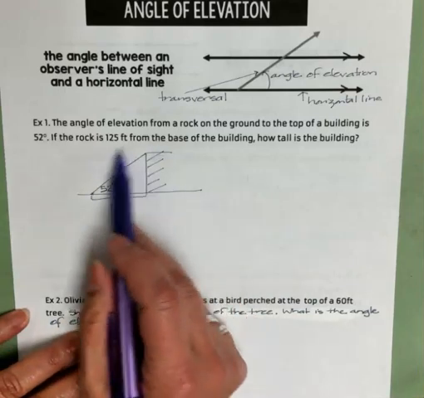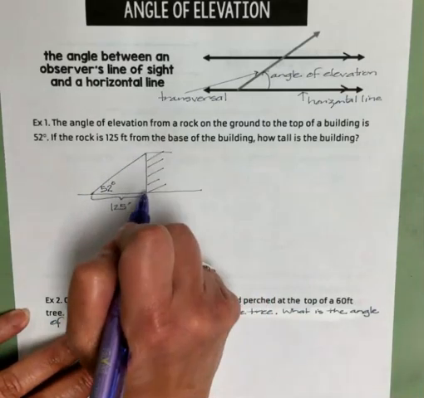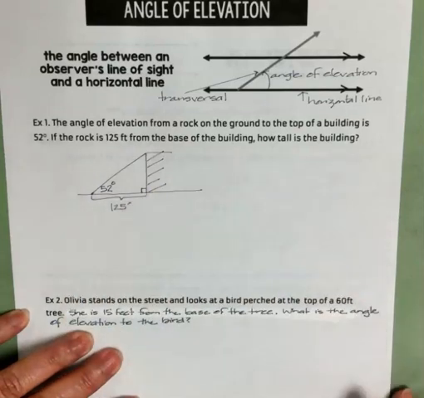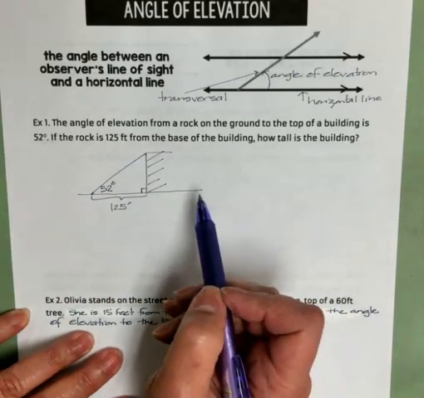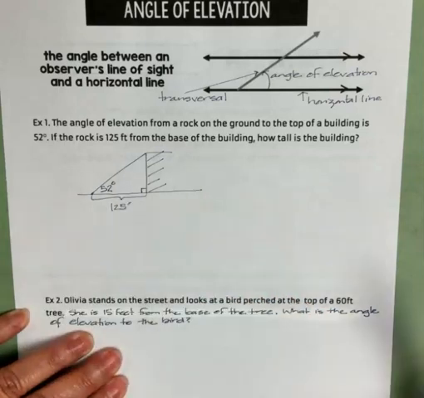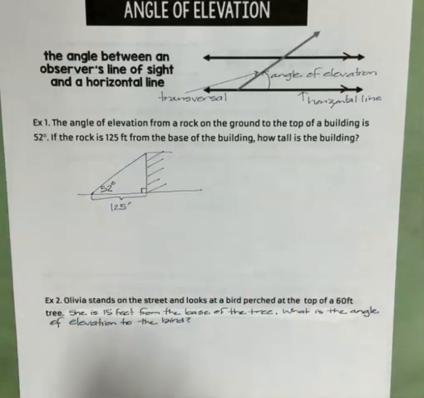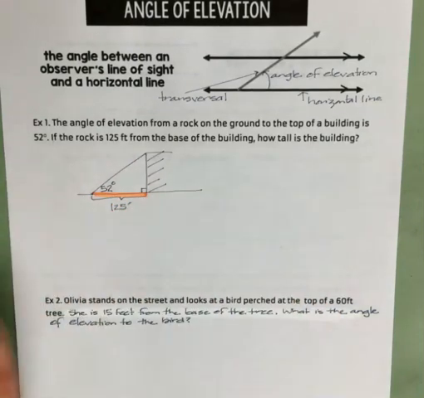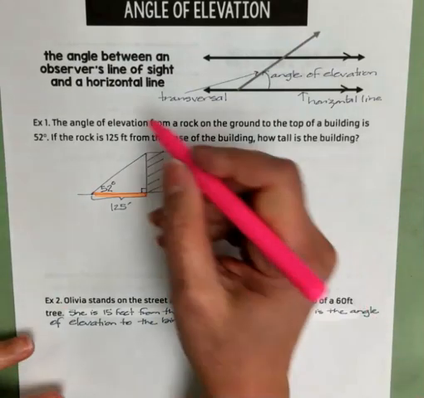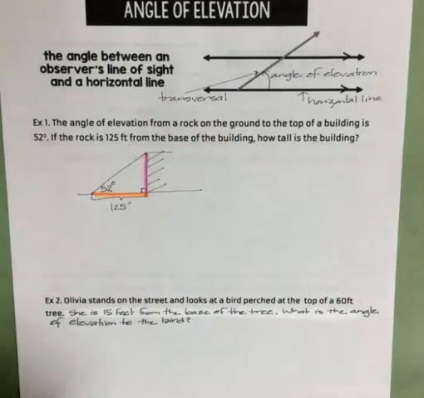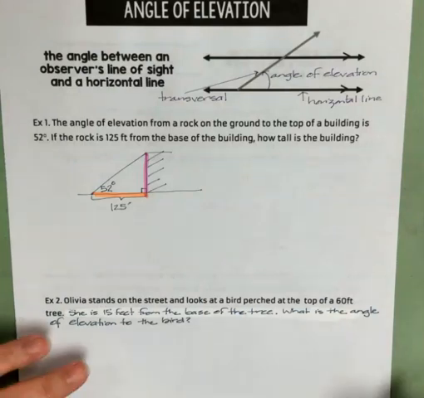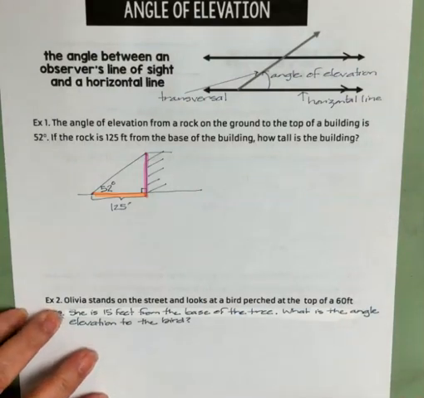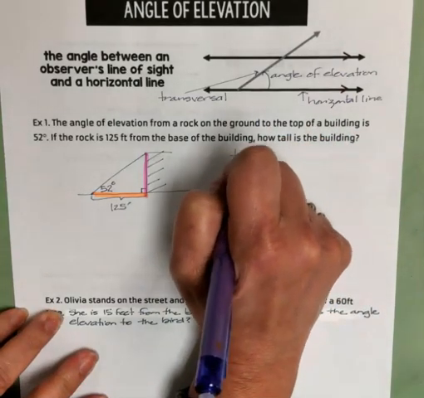So as I look at this triangle, we're going to assume the building is perpendicular to the ground, which creates a right triangle. We know this side of the right triangle, and we're trying to find this side of the right triangle. And notice what I've highlighted. I've highlighted the two legs, and the trig ratio that involves the two legs is tangent.